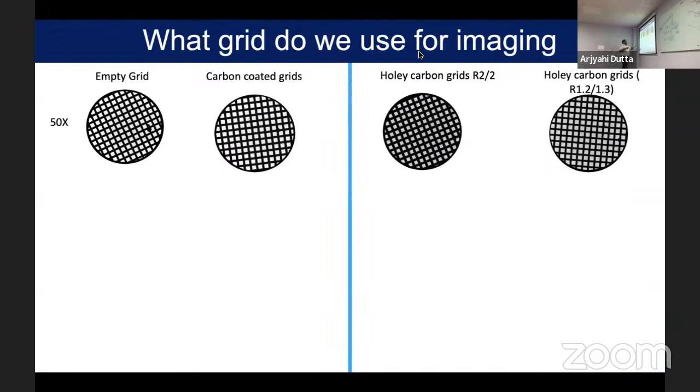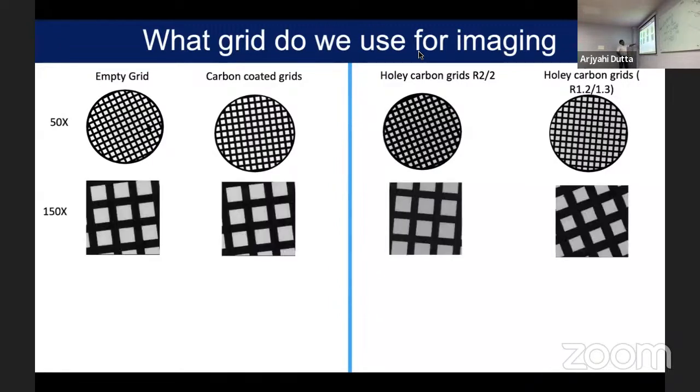Okay, so now we are doing room temperature TEM. For a material science sample, if you want to see graphene, graphene oxide, or any metal, we generally use the carbon-coated grid. Here you can see those squares. If I go to the next step, you can see those are the metal bars, generally copper bars.